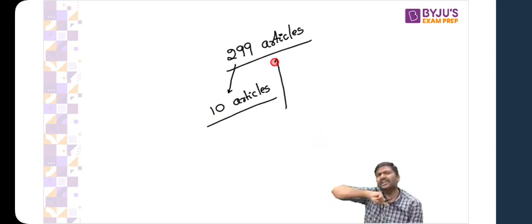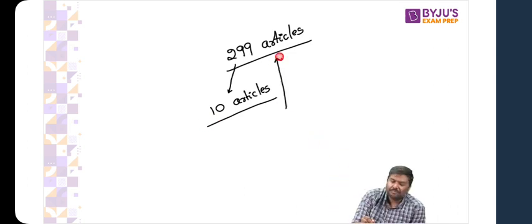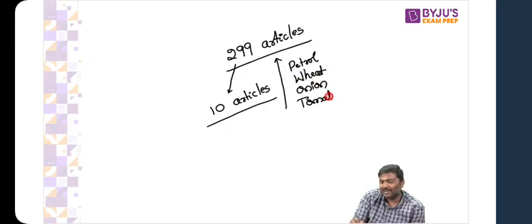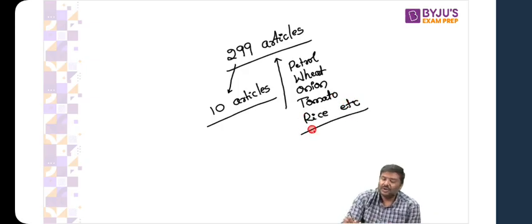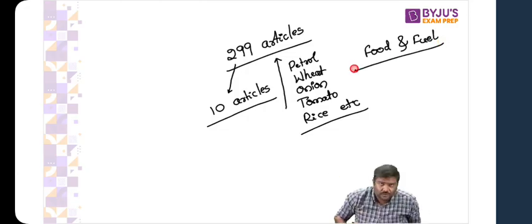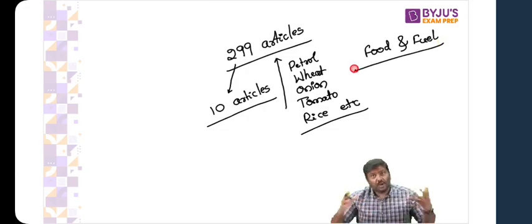For example, petrol, wheat, onion, tomato, rice, etc. I'm taking all current affairs examples. In simple terms, food and fuel articles. Now the concern is that because of food and fuel articles, the overall inflation rate will also increase by a large margin. All of you okay with this? That is point number one.